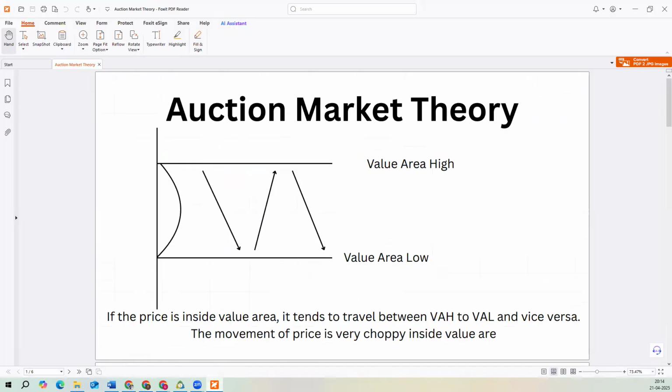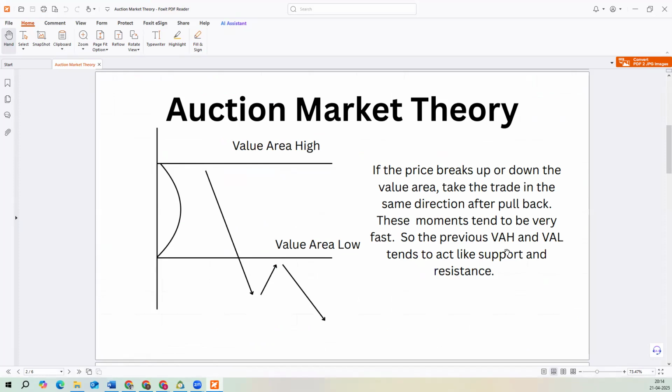So what is our theory, guys? We follow auction market theory. If price is opening inside the previous day value area, there is a high chance that the price will keep on moving from value area low to value area high of that particular value area. Now if price has broken above or below the value area, our job is to take the trade in the same direction after waiting for a pullback. These kinds of trades are very fast. They give very fast movement once price goes outside the value area.